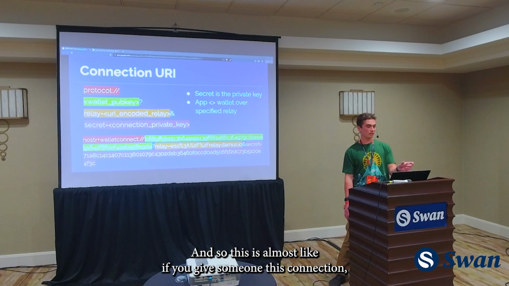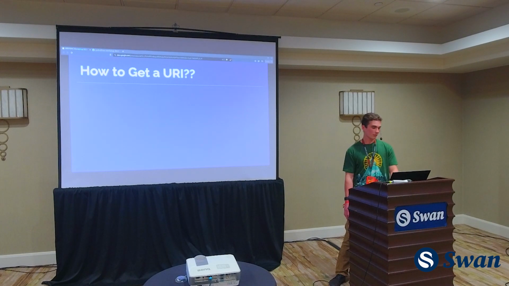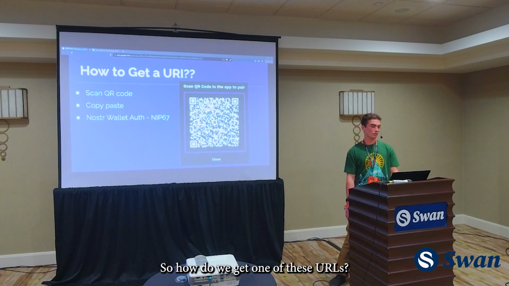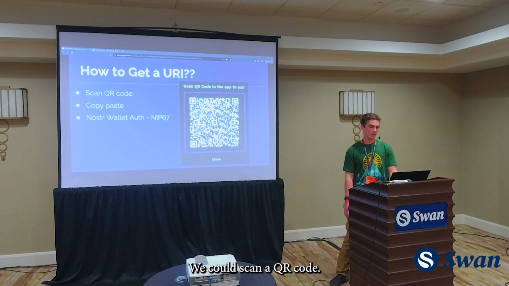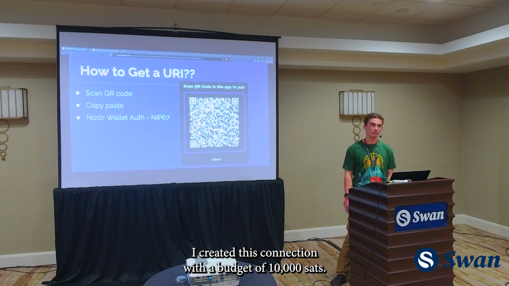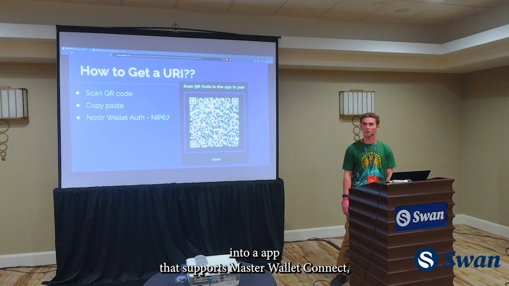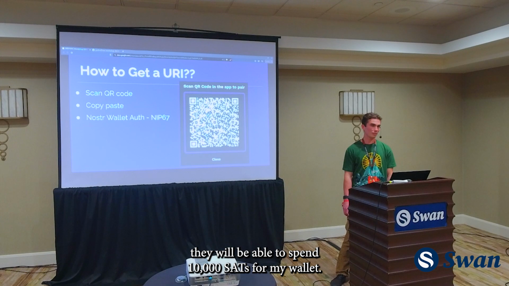So if you give someone this connection, you're giving them the ability to spend money from your wallet. How do we get one of these URIs? There are a couple of options. We could scan a QR code. I created this connection with a budget of 10,000 sats. So if someone can figure out how to get that into an app that supports Nostr Wallet Connect, they will be able to spend 10,000 sats from my wallet.